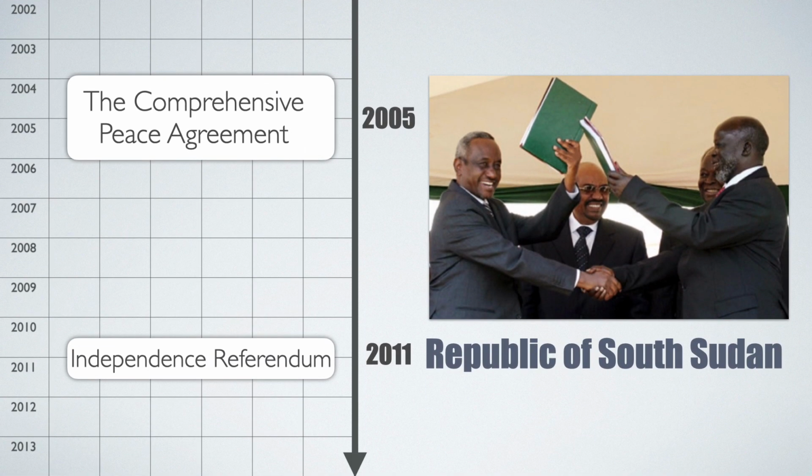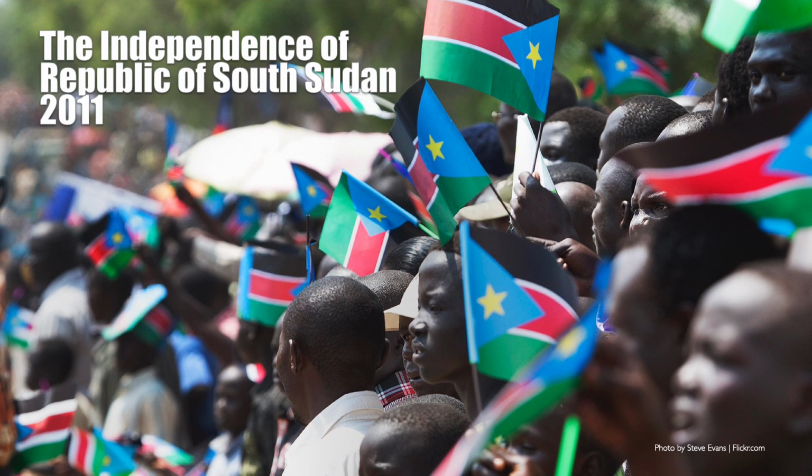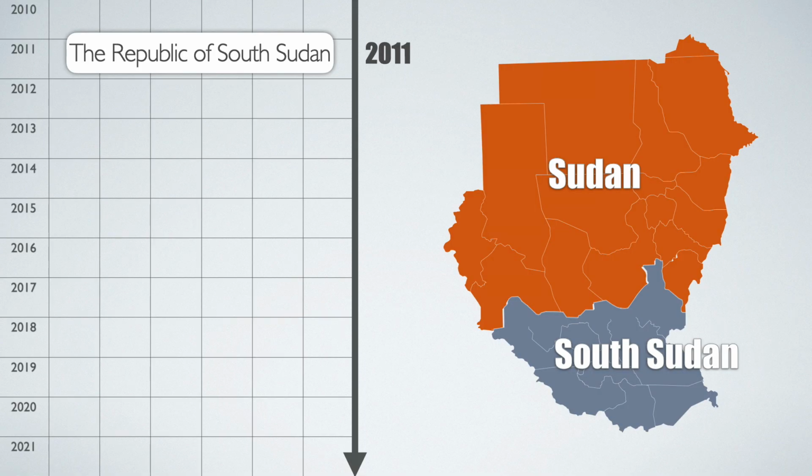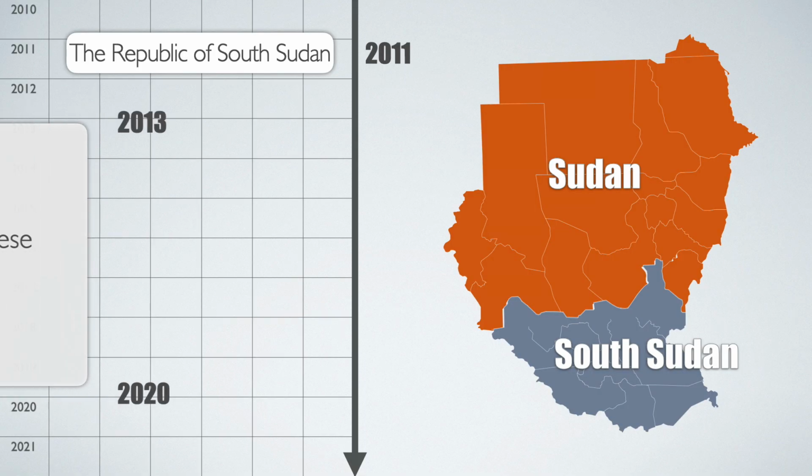According to the CPA, the South had 6 years of autonomy, and an independence referendum took place in January 2011. In July the same year, the South became the Republic of South Sudan, the 193rd member of the United Nations. Both sides agreed to share income from oil fields evenly. Unfortunately, after all the struggle for peace, South Sudan failed to overcome disunity, and the civil war occurred in 2013.